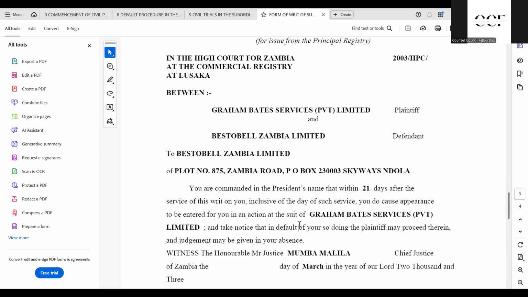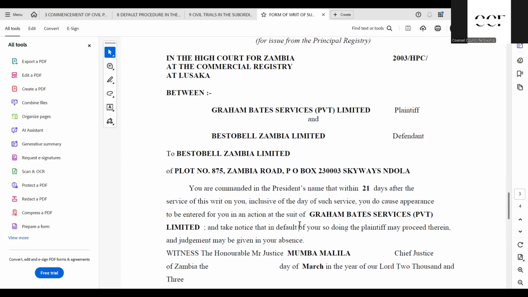The second thing is the command clause. This writ is issued out in the name of the president. You are commanded in the president's name that within 21 days, now that 21 days, Council Blessings labored to explain why it is 21 days, why it is 30 days, why it's 45 days, and so on and so forth. It deals with the distance of the place of service from the registry. If you're within 100 meters of the court registry, then the days for which you're supposed to respond is 21 days.